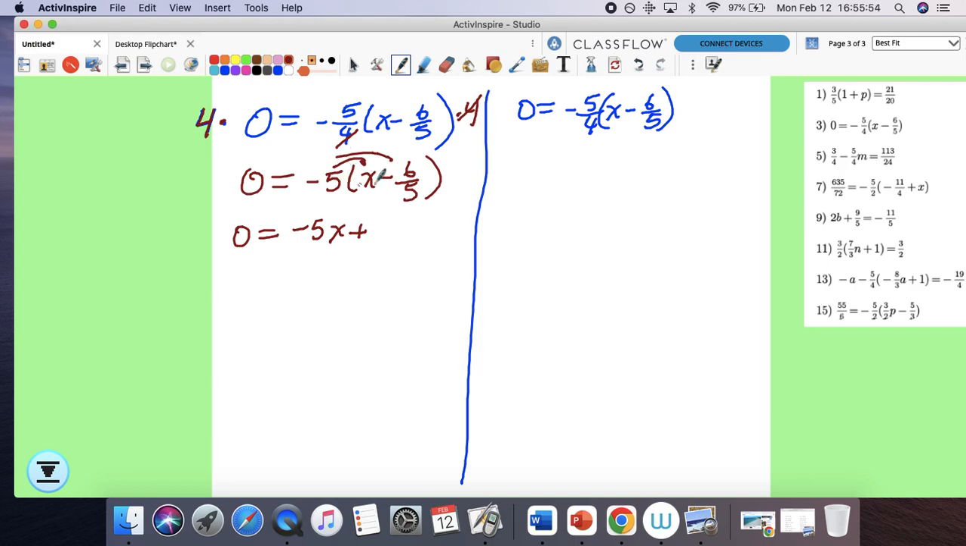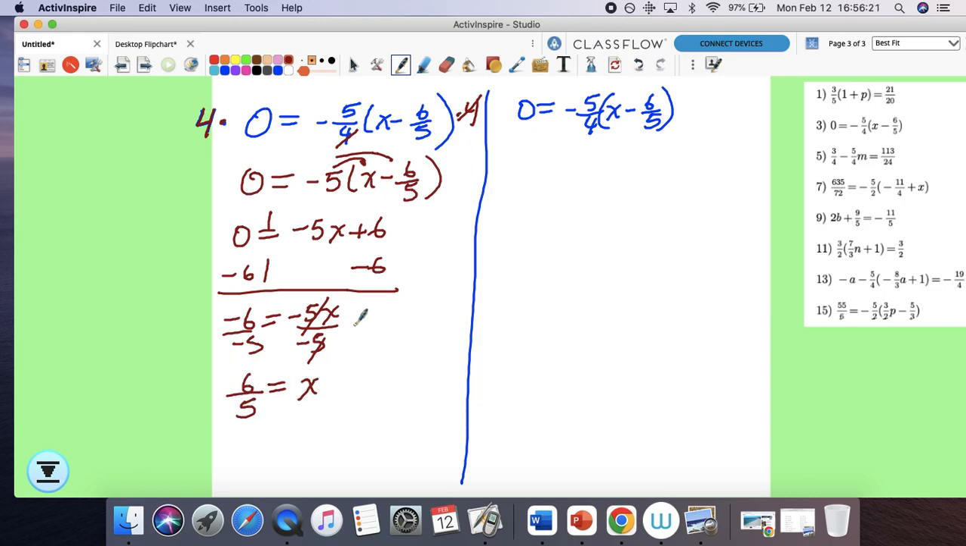I get negative 5x, negative times a negative times positive. And in this case, we got lucky because there's a 5 here in the denominator, right? And then negative 5 times 6 over 5, those two 5s simplify, and I get negative 5x plus 6. If we continue this, we're going to do minus 6 and minus 6. Negative 5x. Now we divide both sides by negative 5. Negatives are positive, so that gives me x, and this just gives me 6 over 5.